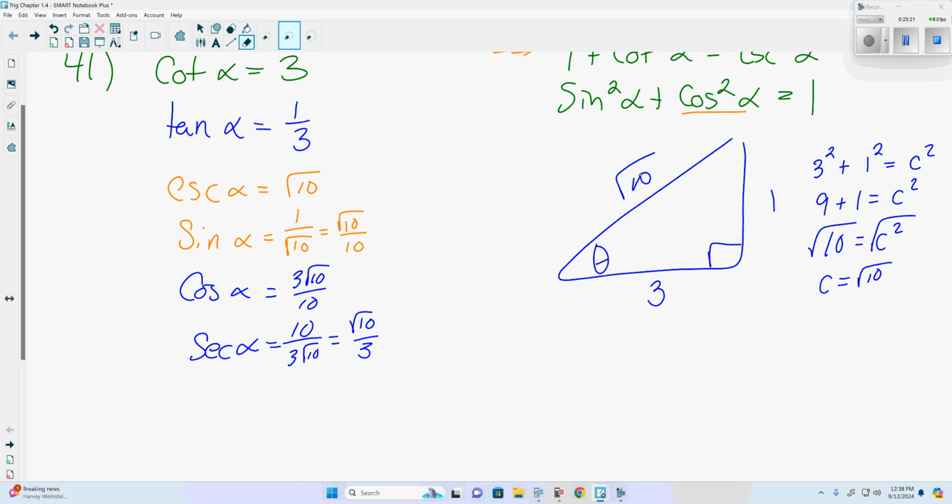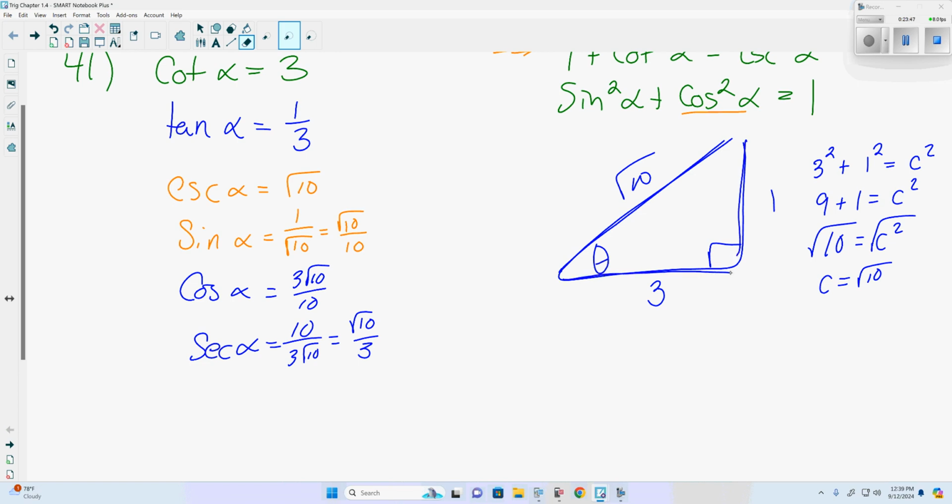Cosecant, CSC, is the opposite of sine. Well, sine is opposite over the hypotenuse. It's 1 over square root of 10, which is square root of 10 over 10. Cosecant is hypotenuse over the opposite side, so square root of 10 over 1, or square root of 10.